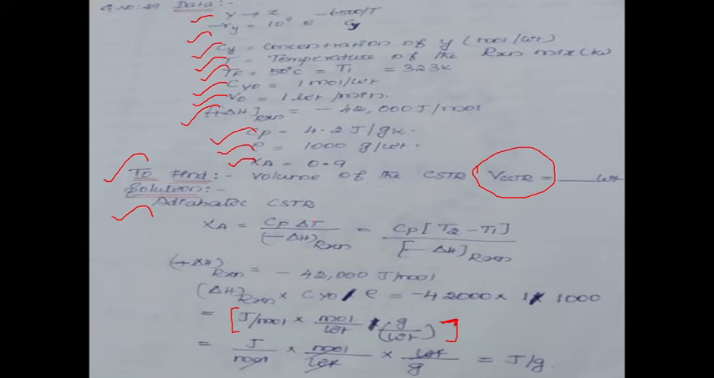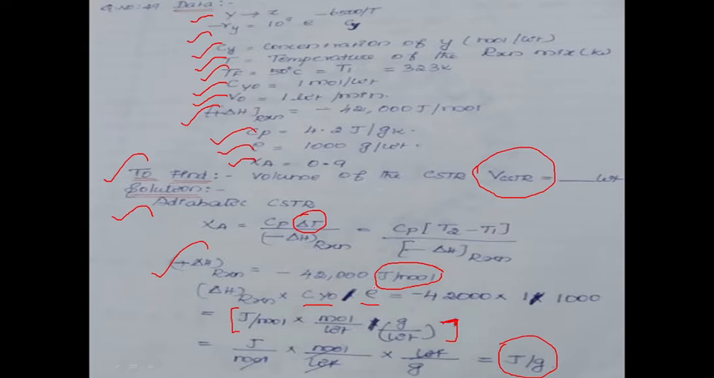XA is equal to Cp into delta T divided by minus delta H reaction. So delta T is equal to T2 minus T1. So Cp into T2 minus T1 divided by minus delta H reaction. So here delta H reaction is equal to minus 42,000 joule per mole, in terms of joule per mole. This is converted into joule per gram. How? So here delta H reaction multiply with concentration Cy0 divided with density rho.